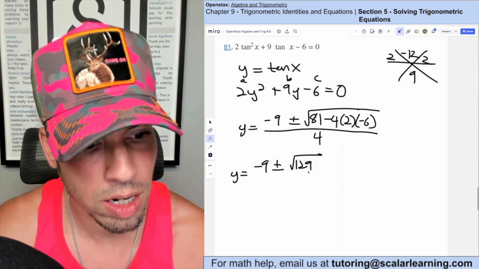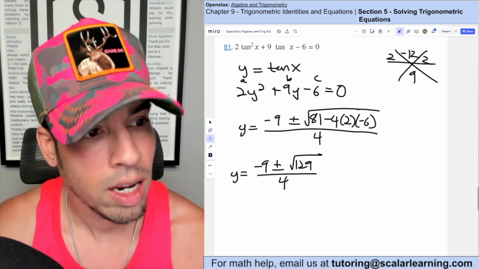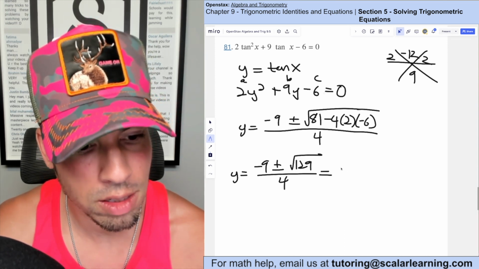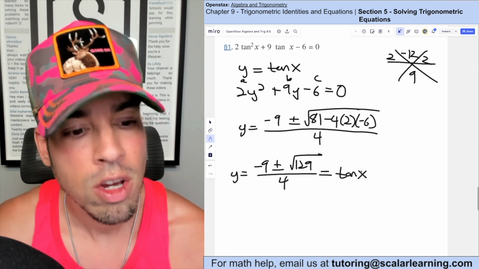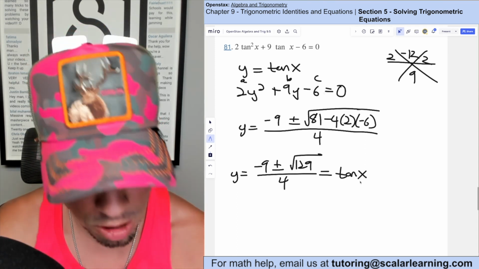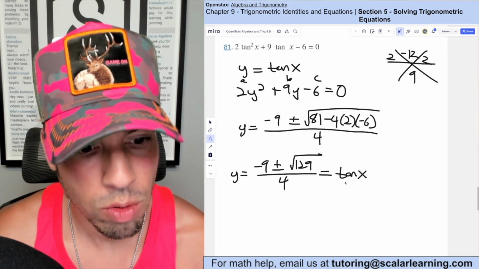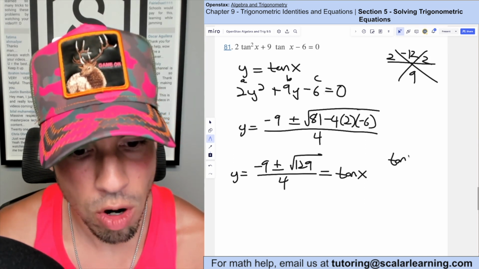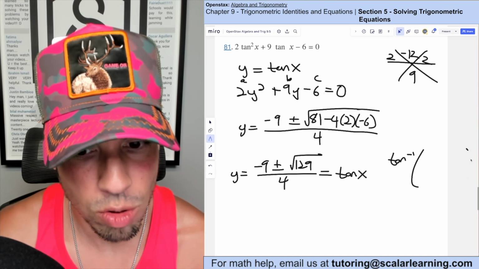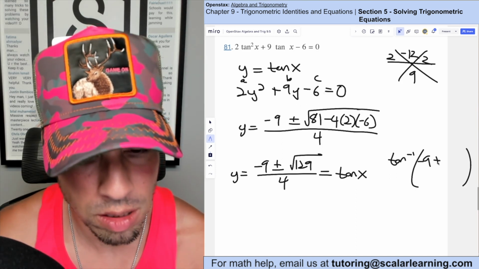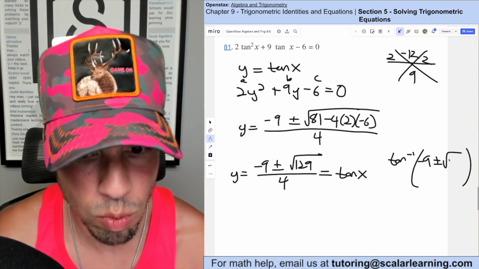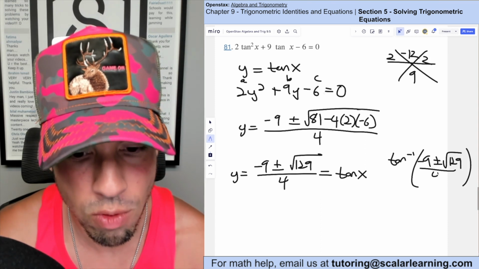So we got 129 all over 4. All right. And if we now remember, y is the same as tangent of x. So now to get our solutions, we have to take arctangent of both plus and minus, right? So it's x equals arctangent of this whole crazy thing, and then we're going to plug this into decimals. Negative 9 plus or minus square root of 129 over 4. So let's do that now.